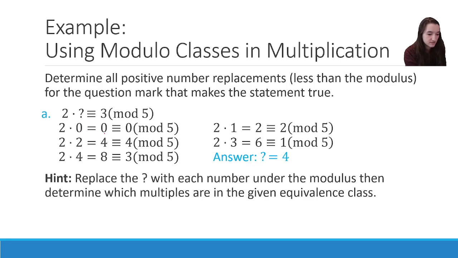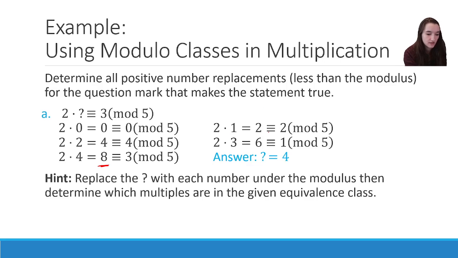So 2 times 0 is 0. 0 is equivalent to 0, mod 5. 2 times 2 is 4. So that's still 4, because again, the options of numbers are 0, 1, 2, 3, or 4. 2 times 4 is 8. Now here we actually have to bump it down as a modulo class. So 8 is equivalent to 3 in mod 5, because 8 minus 5 is 3, or we can say that to get to 8, we take 1 five, and 3 left over. So our remainder is 3.